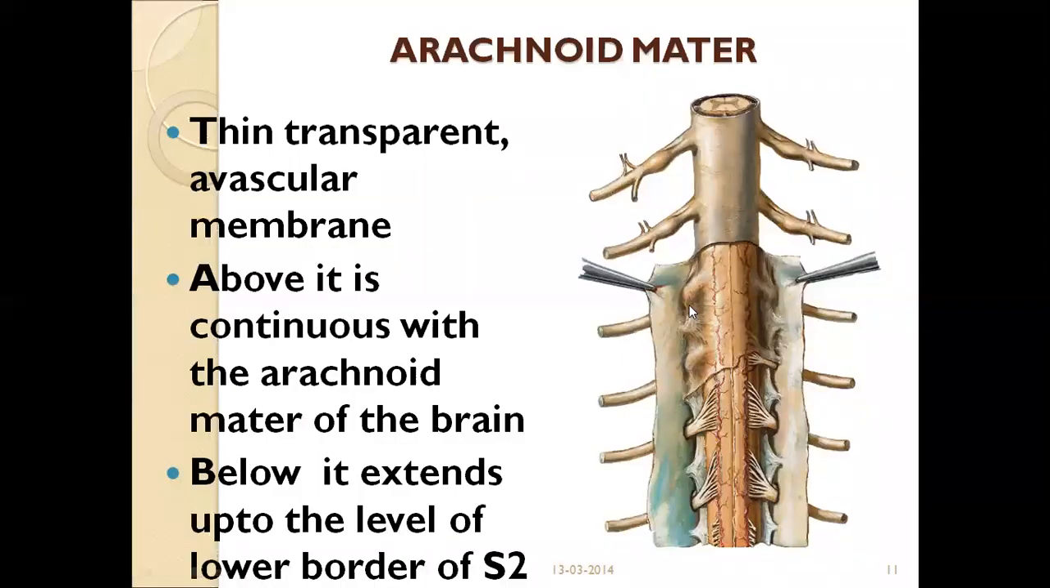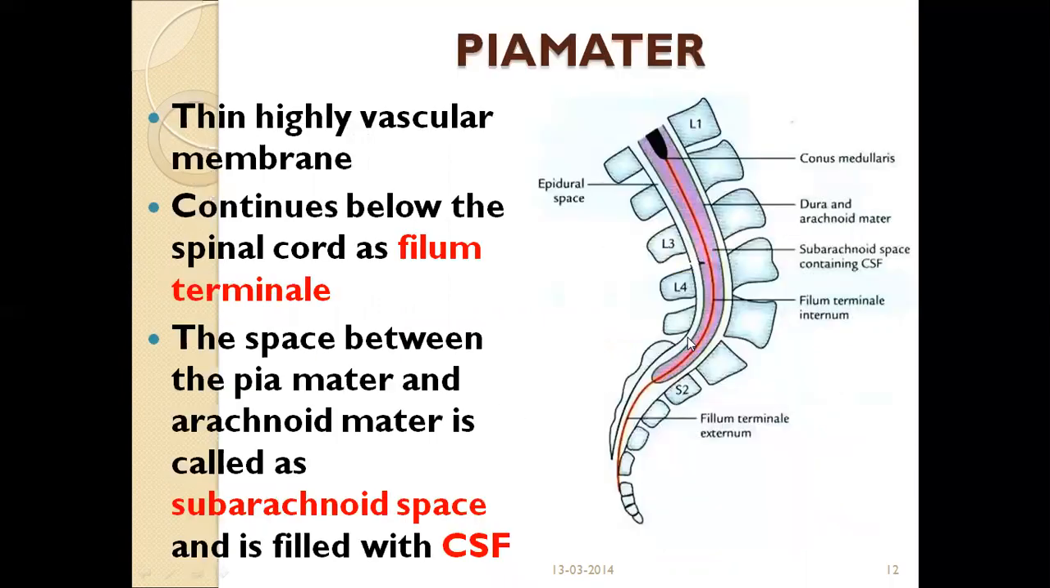Next, coming to the second meningeal covering, that is the arachnoid mater. This is a thin, transparent, avascular membrane. Above, it is in continuation with the arachnoid mater of the brain. Below, it extends up to the level of the lower border of the S2 vertebra, that is of the sacrum. Then see, this is the spinal cord, the blackened part, the conus medullaris, which ends at the level of the lower border of L1. The pia mater is the last layer, which is a very thin and vascular membrane, and it continues below the spinal cord, as shown by the red line.